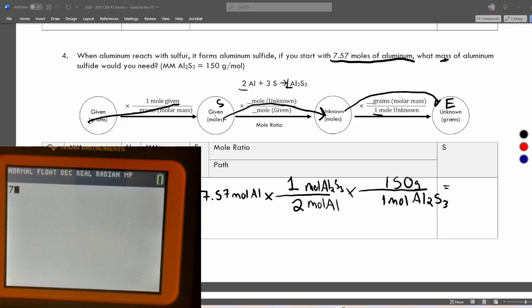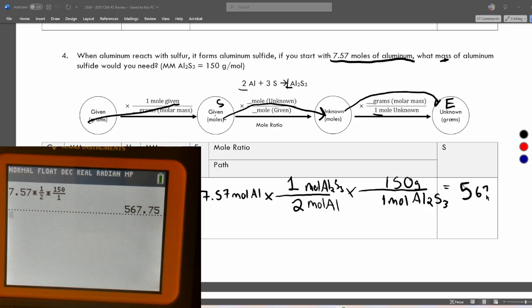Okay, so we're going to do 7.57 times, make myself a fraction, 1 over 2, times, make myself another fraction, 150 over 1. My answer here is 567.75. There's no E, so we're good to move on.